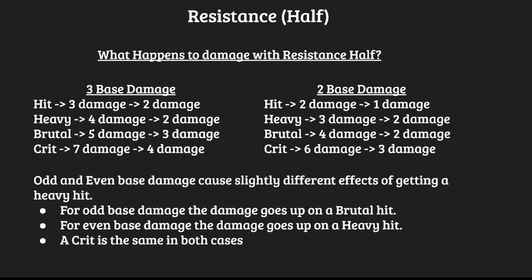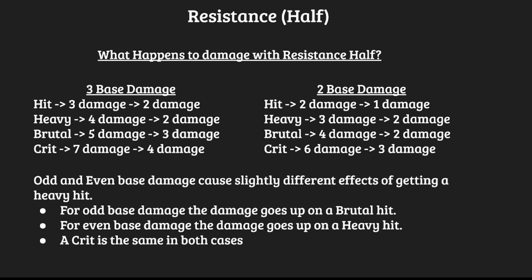And the crit is going to make it 7 damage, and that halved is 4, so we're still getting a little bit extra damage from a crit. If we compare that to the 2 base damage weapon, on a hit I deal 2 damage, which is halved to 1. On a heavy hit, I get 3 damage, which is halved to 2. On a brutal hit, I would get 4 damage, which is halved to 2 again. And on a crit, I would deal 6 damage, which is halved to 3 damage.